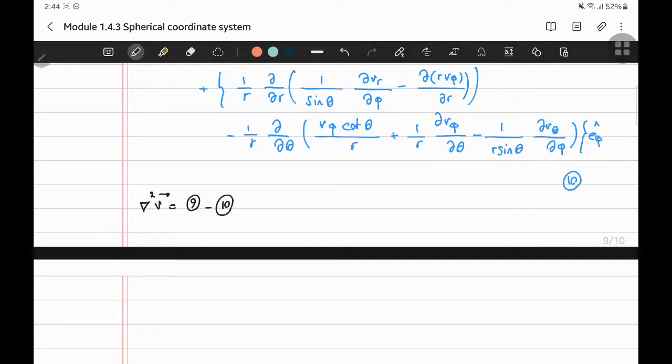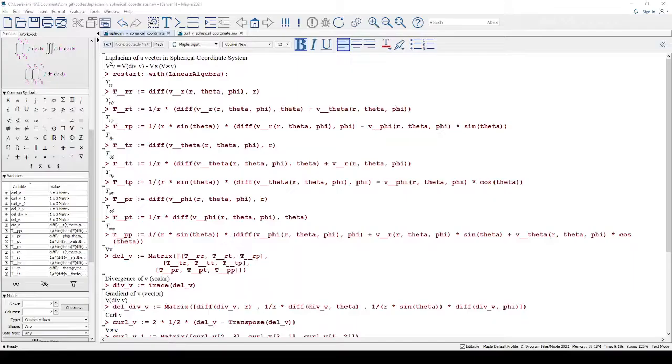I think that might be a good idea, just to put everything into Maple, so you will see how everything goes with a symbolic kind of code. All right, so here we are with the Laplacian of a vector field in the spherical coordinate system here. So this is the equation from the book.